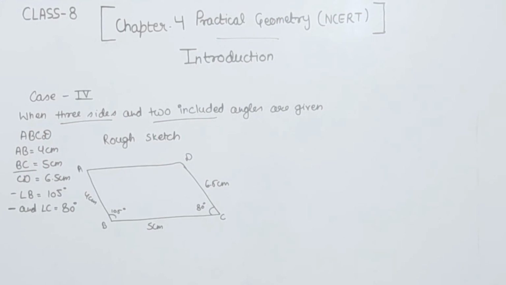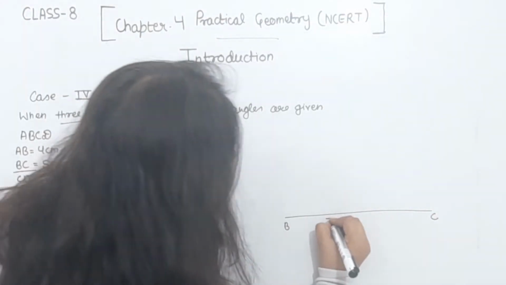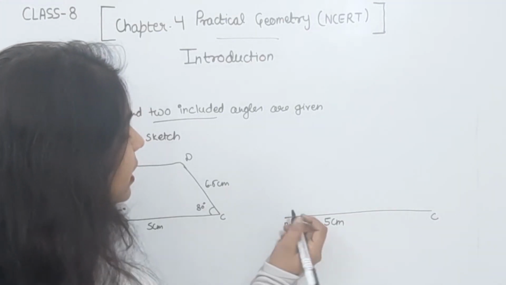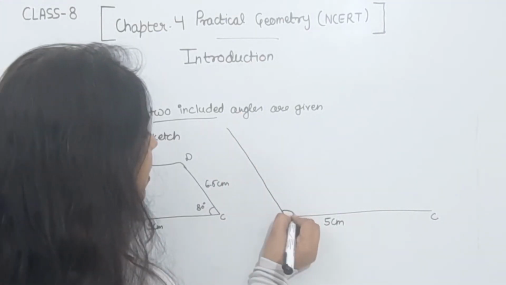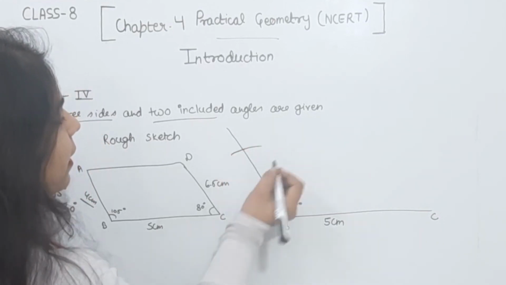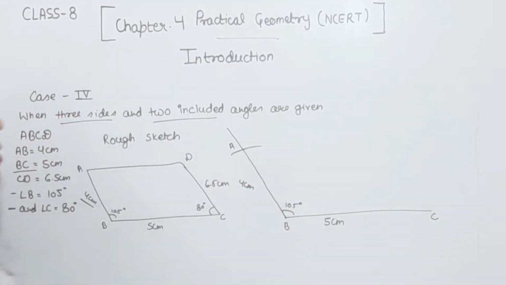Now we are going to construct the figure. So I am going to take BC as the base, this one as 5 centimeter. Now we are going to draw the angle 105 degree at the point B with the help of D. Suppose this is the angle 105 degree we are having. Now AB we are having as the 4 centimeter. So we are going to take 4 centimeter on the compass and B as the center we are going to put an arc. So this is the 4 centimeter from here to here. This is the point A we are having.